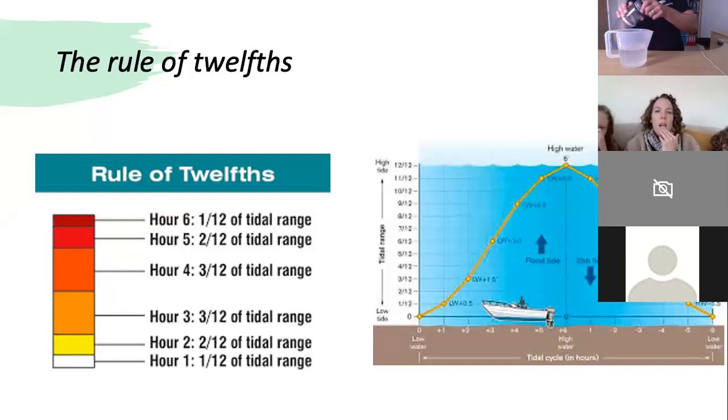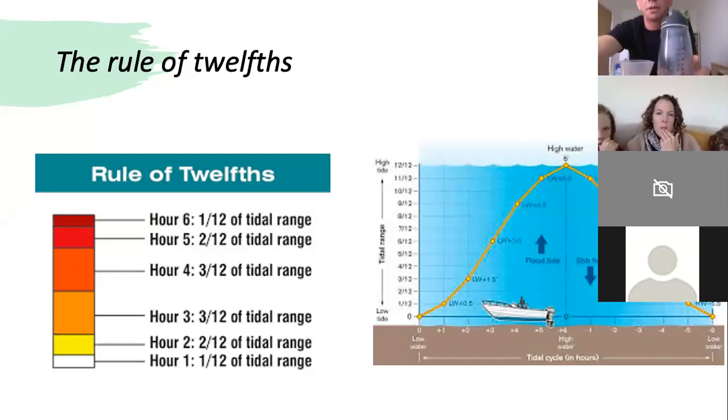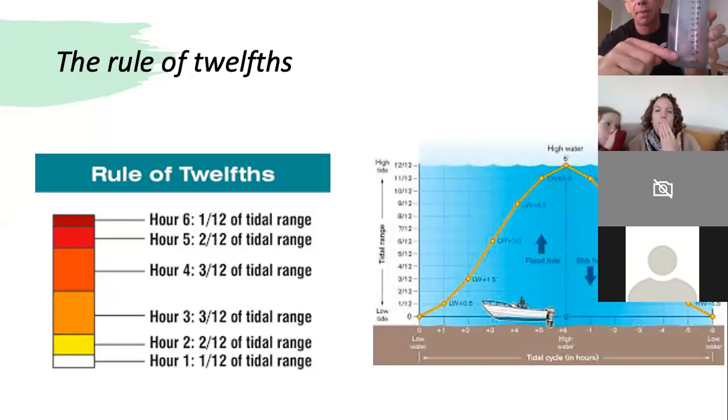I'm going to try and do this without completely destroying my laptop as well. On the side of this bottle, you can see that I've marked 12 little marks on this bottle, okay? So if we said that the tidal range is 6 meters, for argument's sake, and we split that 6 meters into 12, which is half a meter for each bit, then this will help us to understand how fast the tide comes in.